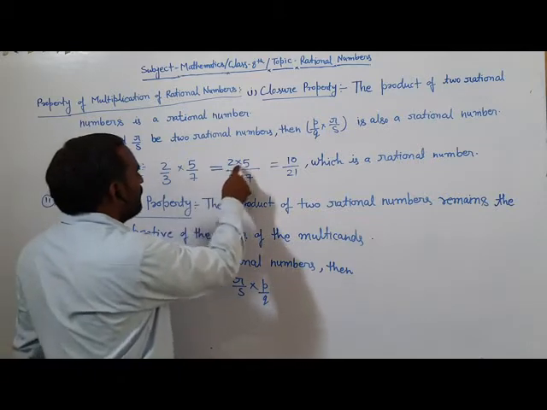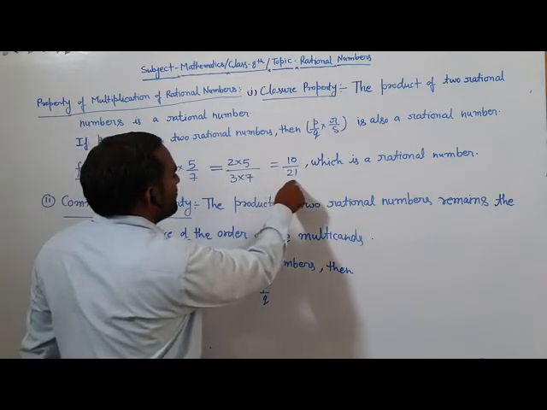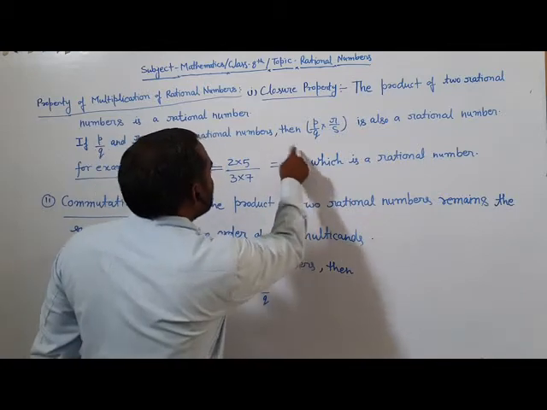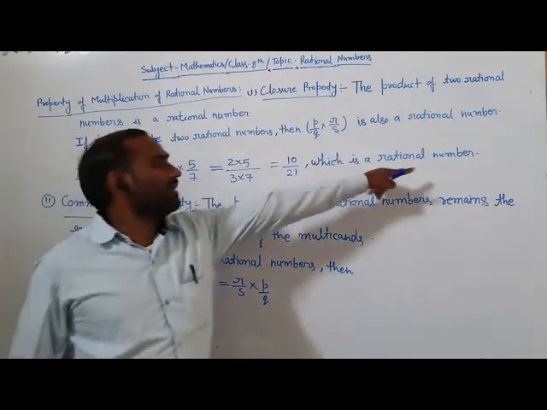2 into 5, 3 into 7. 2 fives are 10, 3 sevens are 21. 10 by 21, it is a rational number.